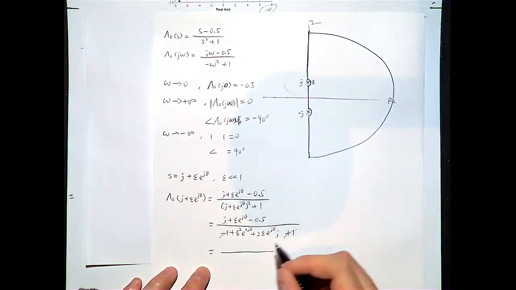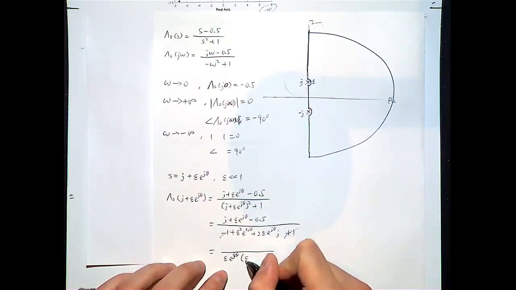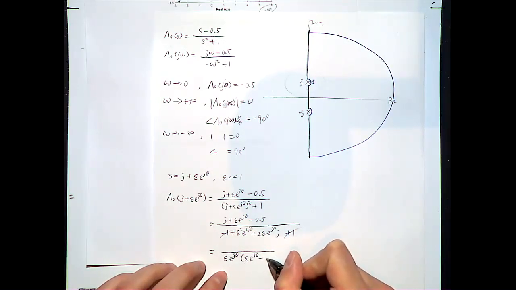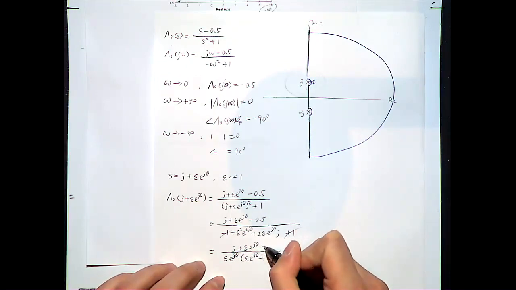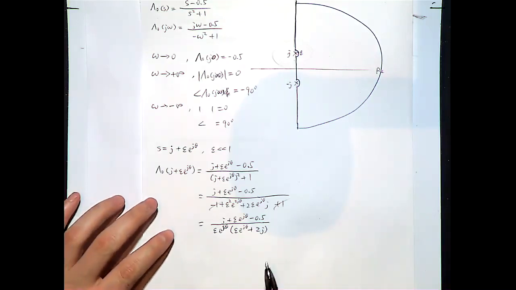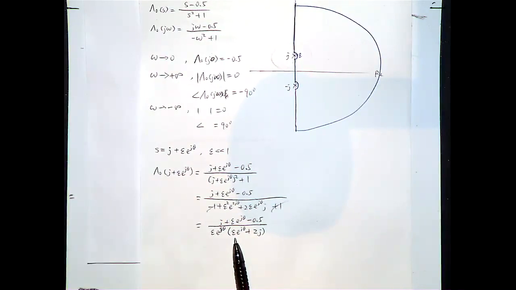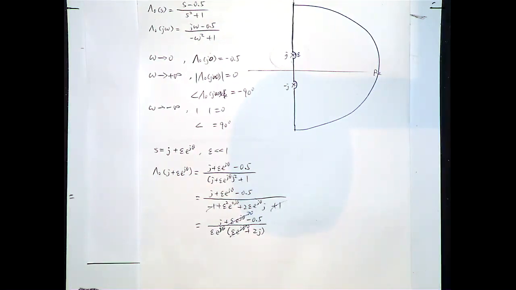You have, and you can write it in this form, right? So as epsilon is a really, really small number, you can ignore this term, right? Because it's really, really small, right? You can also ignore this, right? So you can ignore this one and that one, right?